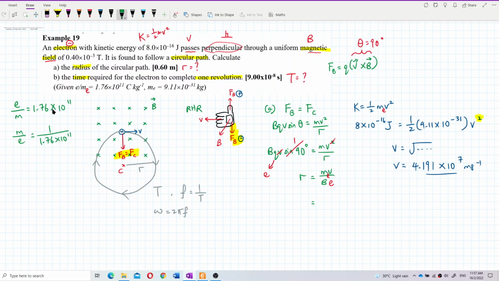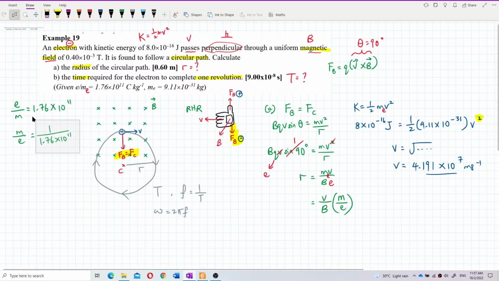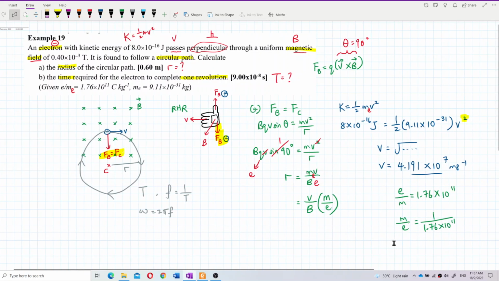So right now this one is velocity over magnetic field, mass over electron. Here also we have mass over electron, so I can substitute this value. Velocity over magnetic field times mass over electron. Mass over electron is 1 over 1.76 exponent 11. I put that into here.